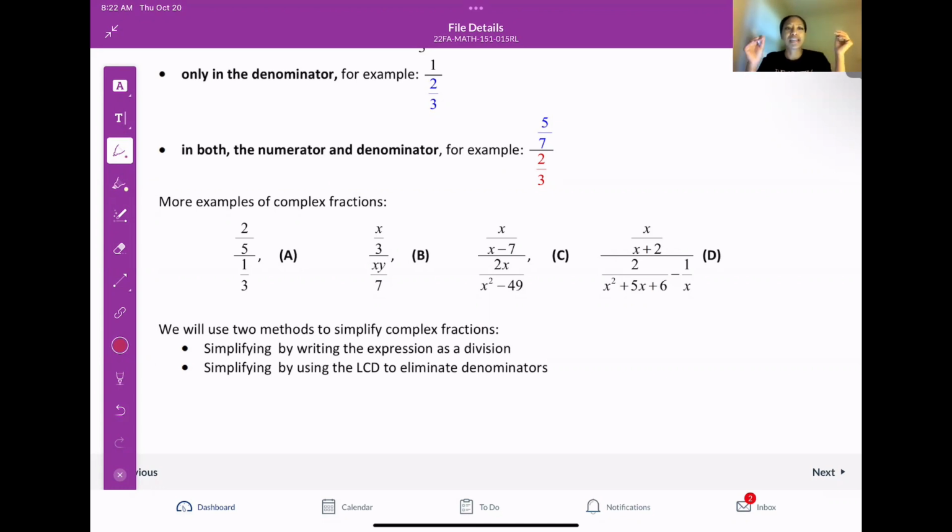So something like x over 3 over xy over 7. That's just x over 3 divided by xy over 7. So you'd set that up as a division problem and solve. Same for the next one, x over x minus 7 over 2x over x squared minus 49. We can just write that as x over x minus 7 divided by 2x over x squared minus 49. If the problem was written this way, we know how to solve that.